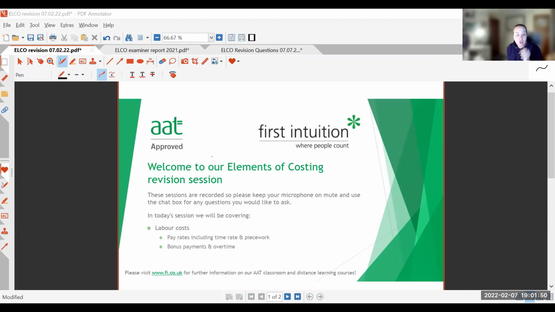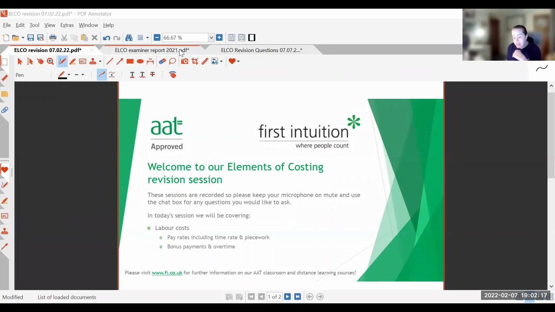We're going to be having a look at quite a popular topic this evening, one that is often in need of revision, and that is labour costs. So looking at the different pay rates and also some things like bonus payments and overtime. So quite a few things to be having a look at.